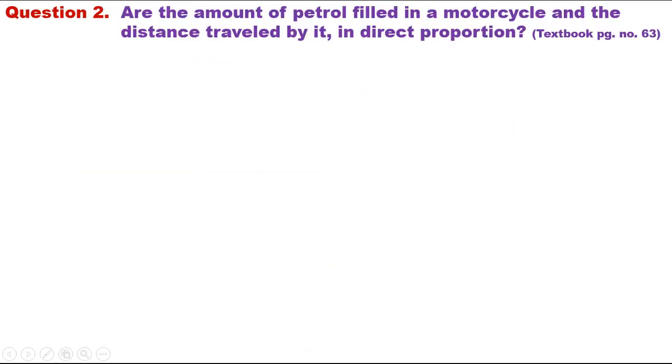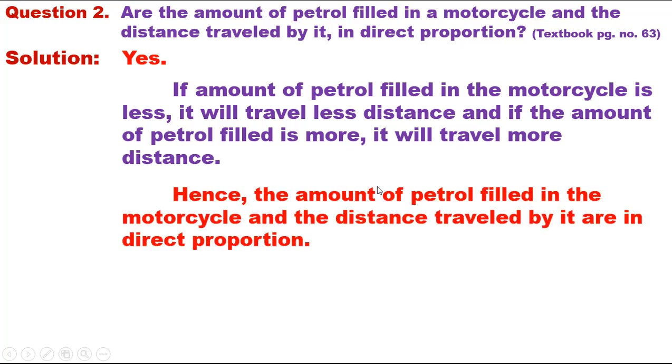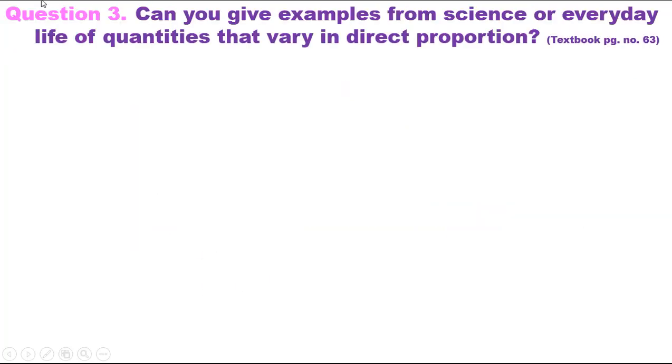Question 2. Are the amount of petrol fuel in the motorcycle and the distance travelled by it in direct proportion? Yes. If the amount of petrol in the motorcycle is less, it will travel less distance, and if the amount of petrol is more, it will travel more distance. Hence, the amount of petrol in the motorcycle and the distance travelled by the motorcycle are in direct proportion.